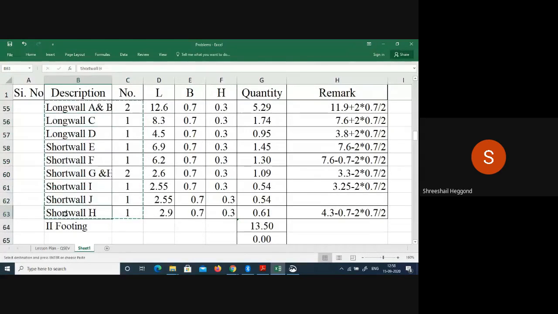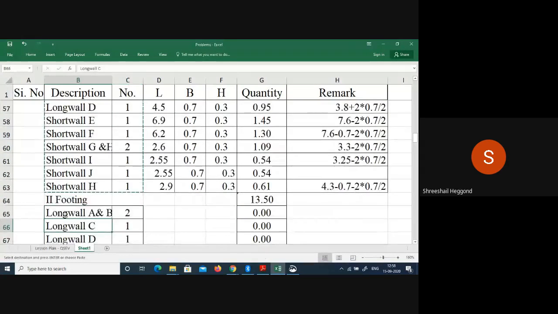In the long wall short wall method, this will be the common process, writing the long walls and short walls.